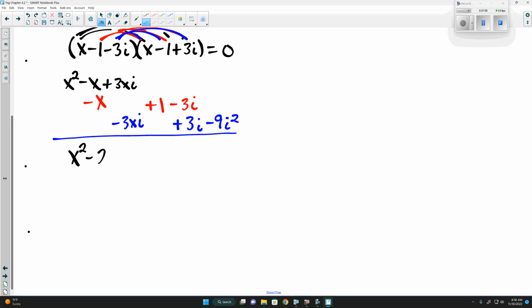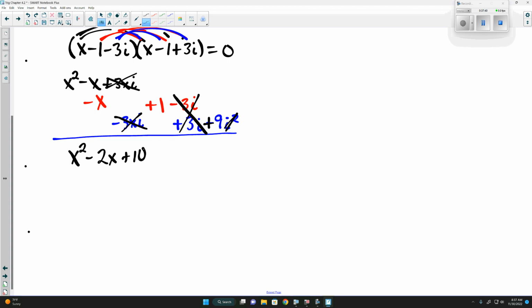Negative x minus x is negative 2x. 3xi minus 3xi, this is 0. Here, negative 3i plus 3i is 0. What do we know about negative 9i squared? It's positive 9. i squared is negative 1, and negative 1 times negative 9 is just going to make it plus 9, yes? 1 and 9 make 10. And again, I was doing shortcuts in there, so if you want to write it completely out, that's fine.